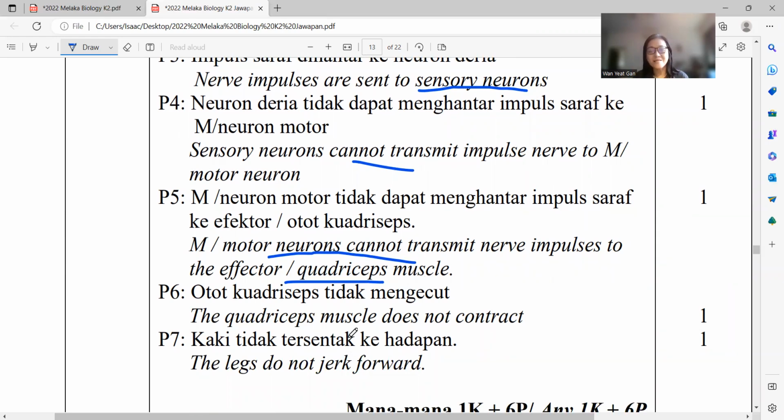So the doctor will hit it with a rubber hammer. It should produce a reflex action quickly. That means the leg is supposed to jerk forward. But if the leg does not jerk forward, that means the sensory neuron cannot transmit the nerve impulse to the motor neuron. So that shows that the person cannot produce the reflex action, which means his nervous system is not sensitive enough to respond to a stimulus.